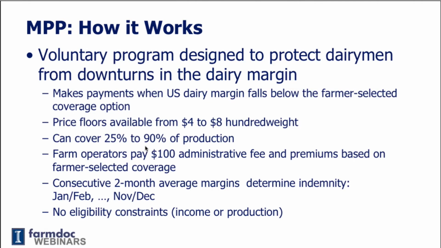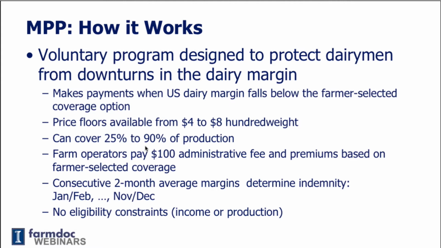So MPP is the new safety net. MPP is a voluntary program designed to protect dairymen from downturns in the dairy margin. It makes payment when this national margin index falls below farmer-selected coverage options. Price floors are available from $4 to $8 per hundredweight, and farmers can cover 25 to 90% of their historical maximum level of milk production. Farm operators participating in the program will pay a $100 administrative fee, and then they'll pay premiums based on their selected coverage levels.